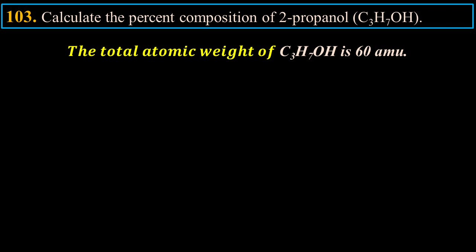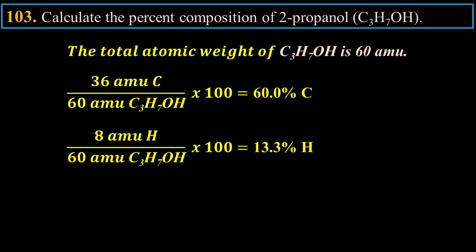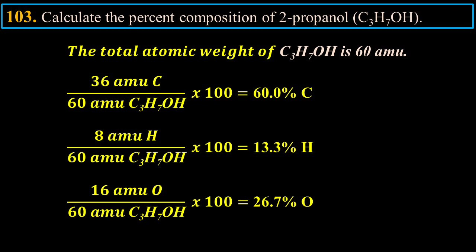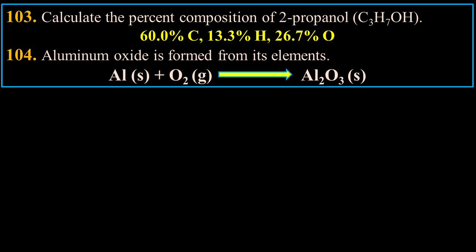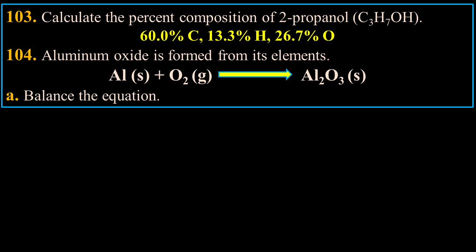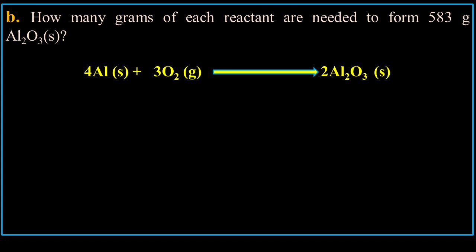And then the total atomic weight of C3H7OH is 60 AMUs. And I want to calculate the percent composition of 2-propanol. Aluminum oxide is formed from its elements. That's the reaction. Balance the equation. Now you can see that that's the lowest ratio, 4, 3, 2. How many grams? I'm going to put the stoichiometric masses above the reactants and products.